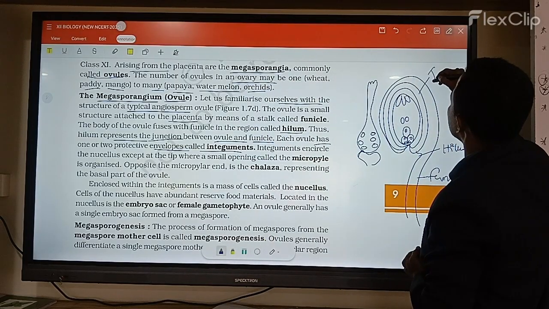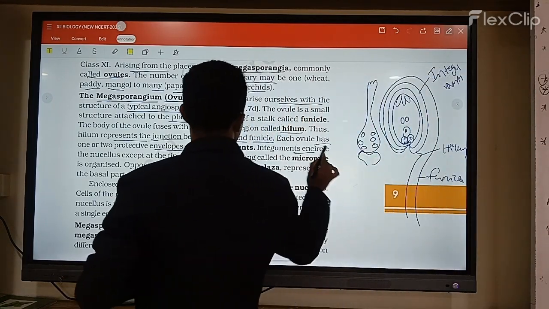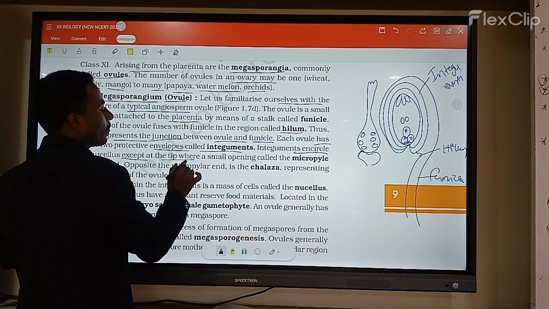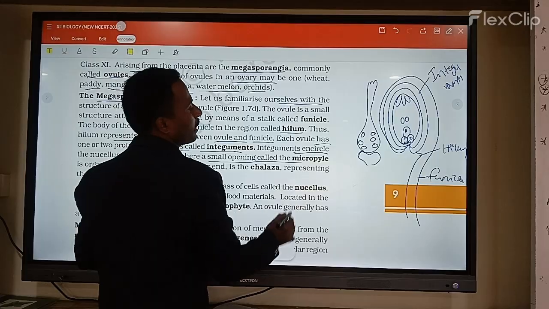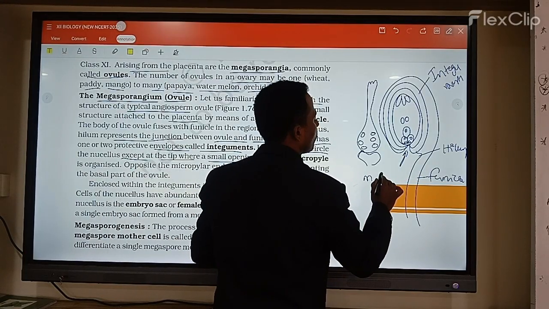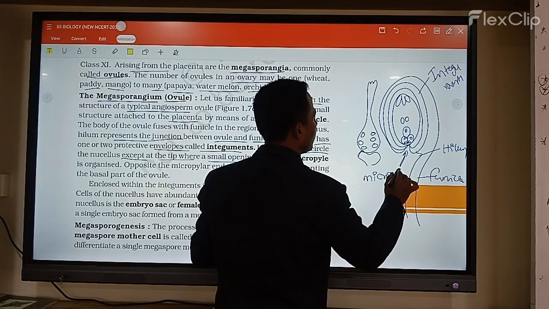These are called what? These are the integuments. The integuments encircle the nucellus, except at the tip where a small opening is present, called the micropyle. For example, here the small opening is present. That is called what? That is the micropyle region.